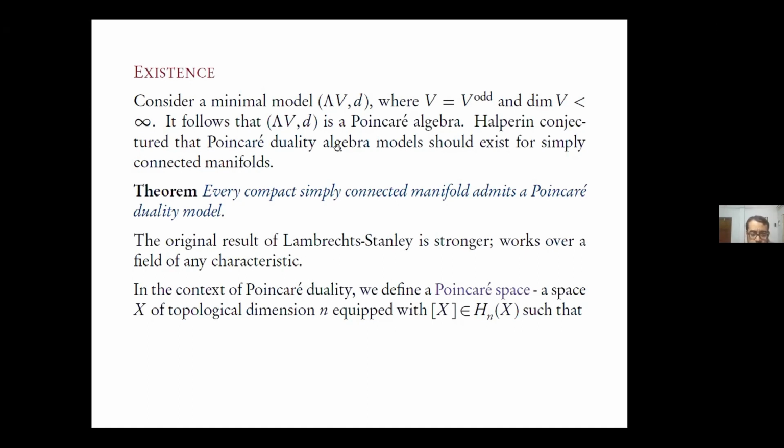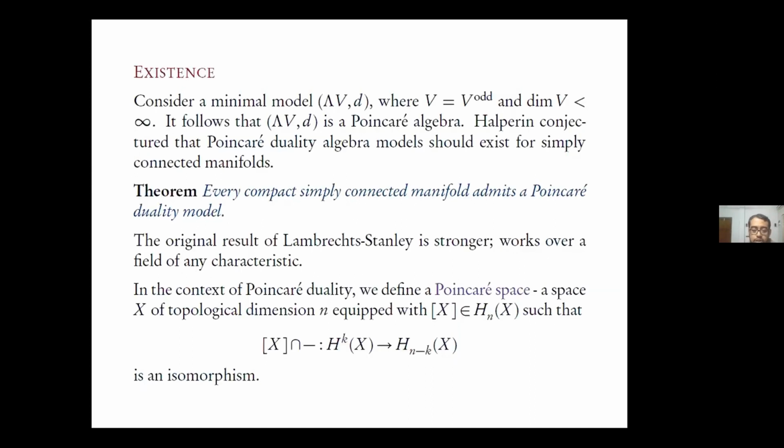So given such a space X of dimension n, we want it to be equipped with some element which I'm suggestively denoting as bracket X, to keep reminding you that for manifolds, this is the fundamental class in the nth homology of X, such that the cap product with this class gives you an isomorphism from the kth cohomology of X to the (n minus k)th homology of X. This is definitely true in the manifold setting. You have seen it. So this is going to be the definition of a Poincare space.